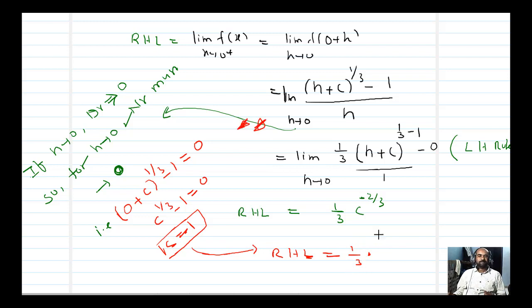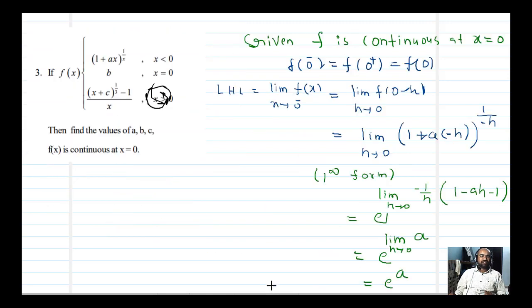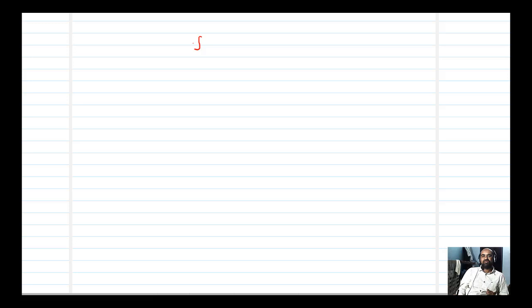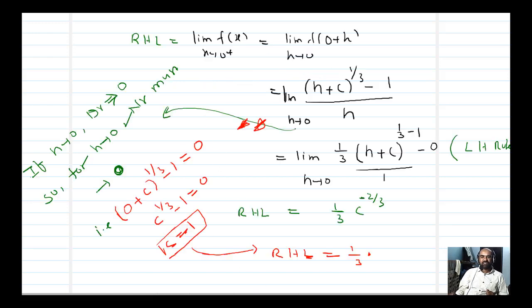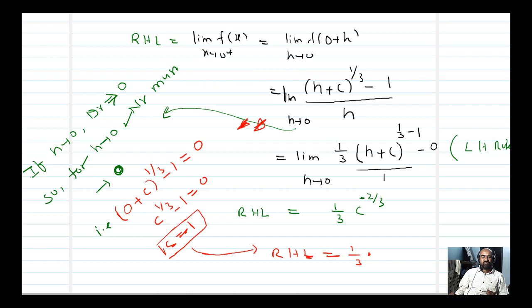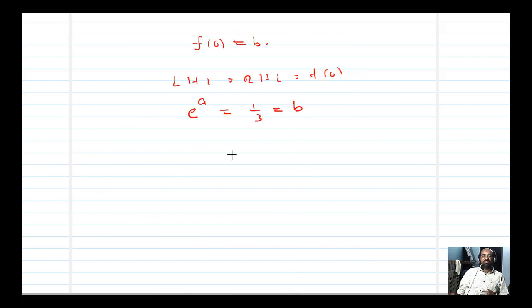Next thing, what should we find? Next, f of 0 we should find. F of 0 I will write on the next page. F of 0 is equal to b. So LHL equal to RHL equal to f of 0 only. LHL means e power something I got, e power a, equal to RHL what I got, 1 by 3. This is what I got, f of 0 is b. So finally what is the b value? B equal to 1 by 3.